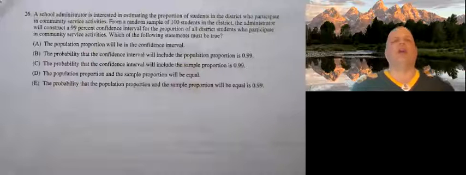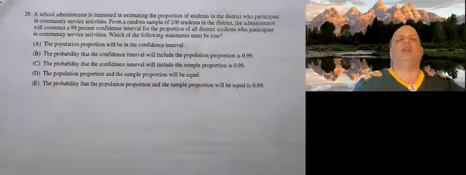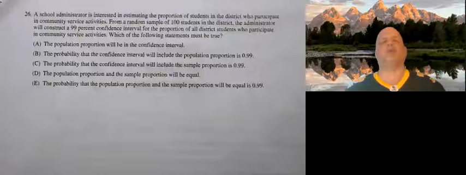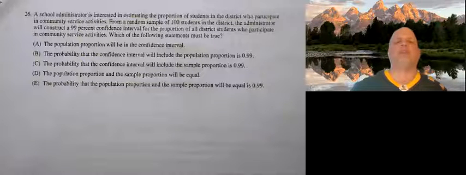Number 26, a school administrator is interested in estimating the proportion of students in the district who participate in community service activities. From a random sample of 100 students in the district, the administrator will construct a 99% confidence interval for the proportion of all district students who participate in community service activities. Which of the statements must be true? All right, so we're constructing a 99% confidence interval, which means in repeated sampling, we expect to capture it 99% of the time.